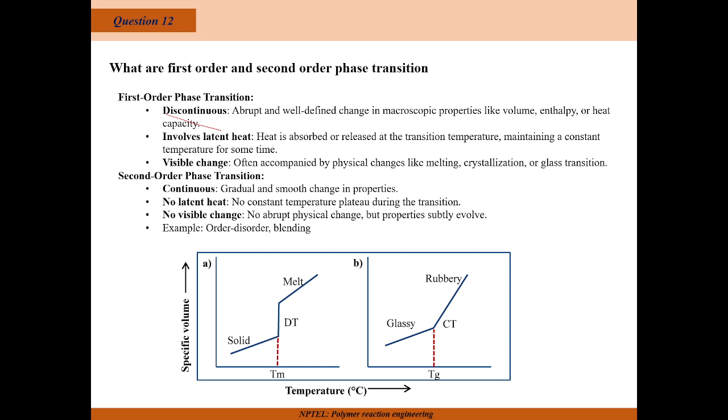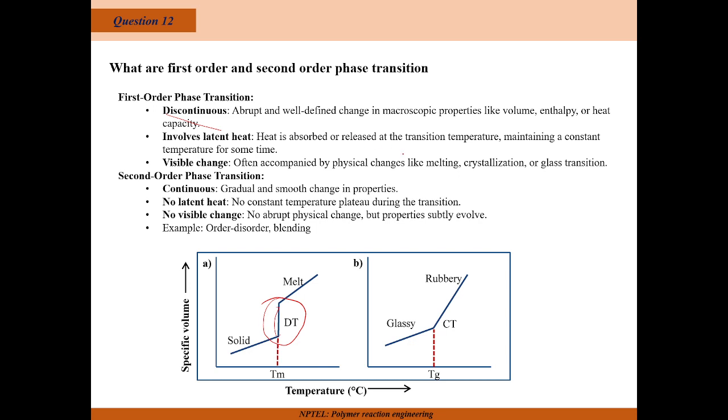And the second one is that it involves latent heat. The heat is absorbed or released at the transition temperature, maintaining a constant temperature for some time. So if we measure, you can see from the figure also, here the temperature will actually remain constant, and here the solid is actually melting. So there is a phase transition happening at this particular point.